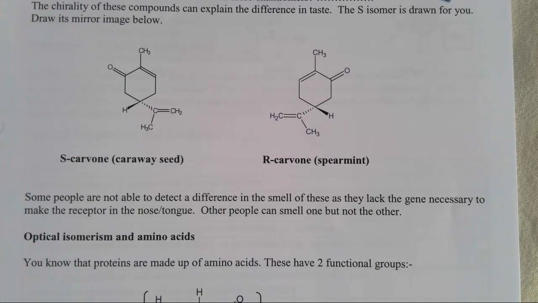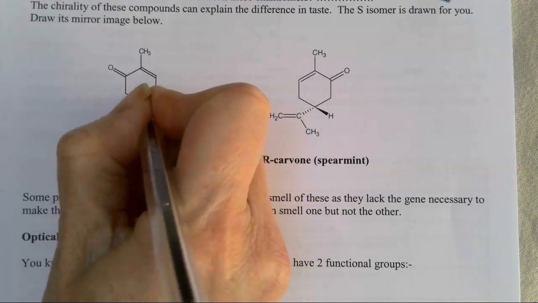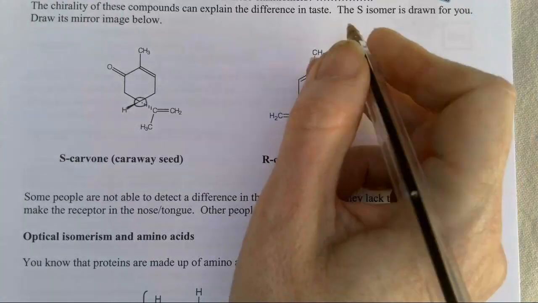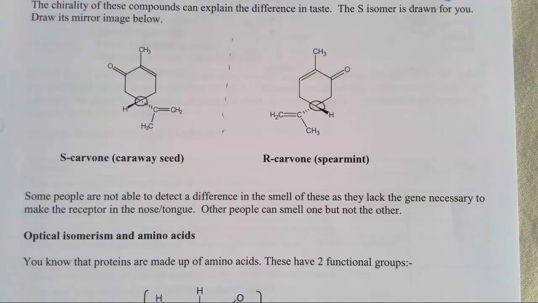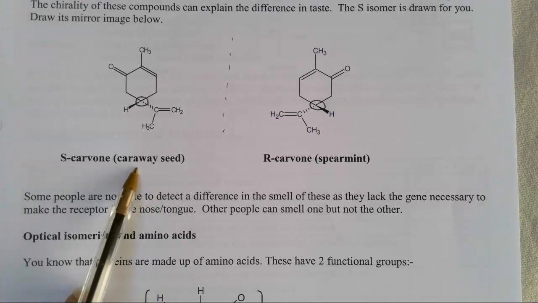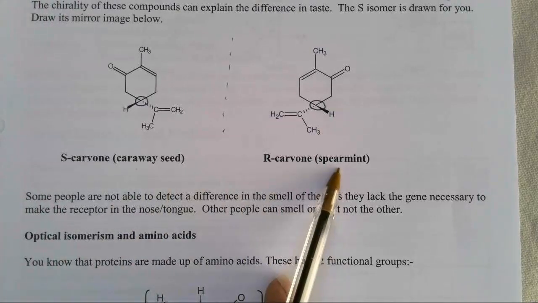So on the top of the next page, we have two more optical isomers, R and S carvone. And R and S carvone have, again, a chiral carbon, and it is here. You should be able to draw this one. Remember, you've got that kind of mirror between the two, so they're mirror images of each other. And the S version smells like caraway seeds, and the R version smells of spearmint.